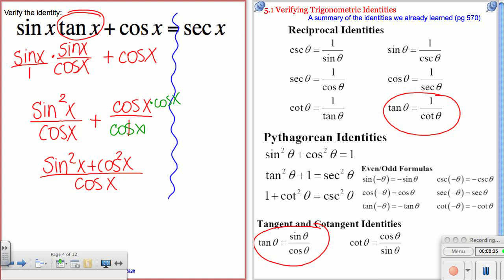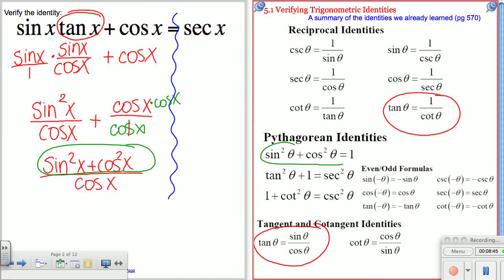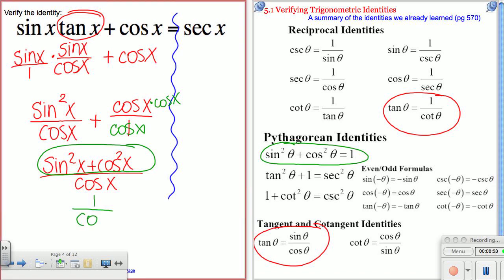So now I need to think about this sine squared plus cosine squared. Well, sine squared plus cosine squared looks familiar to one of these Pythagorean identities here. Sine squared plus cosine squared equals 1. So I can rewrite that top as 1. On the denominator, I have cosine x.